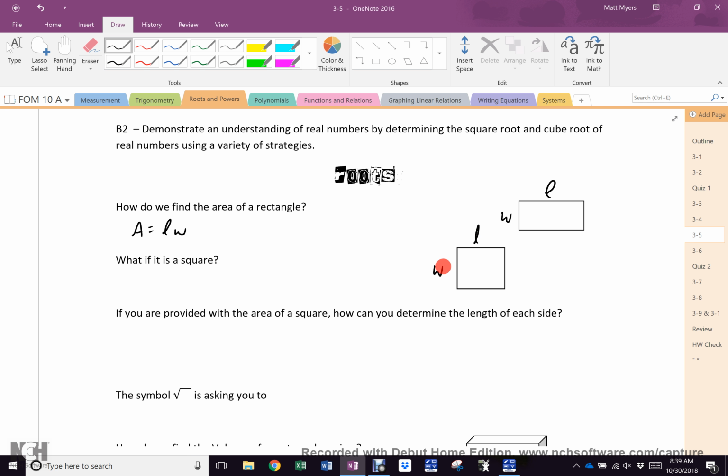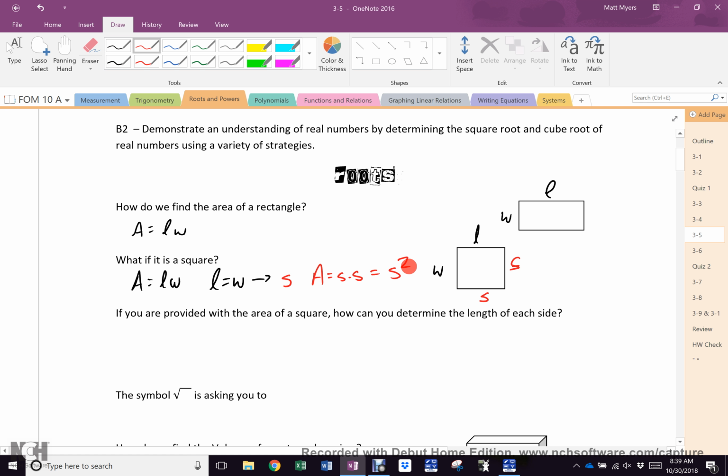So we don't need 2 letters for L and W, do we? I can use just 1 letter, can't I? Can I use S for side? Great. So we know that area equals LW, but if L equals W, then I can say S, can't I? And area would equal S times S, which would be S squared.